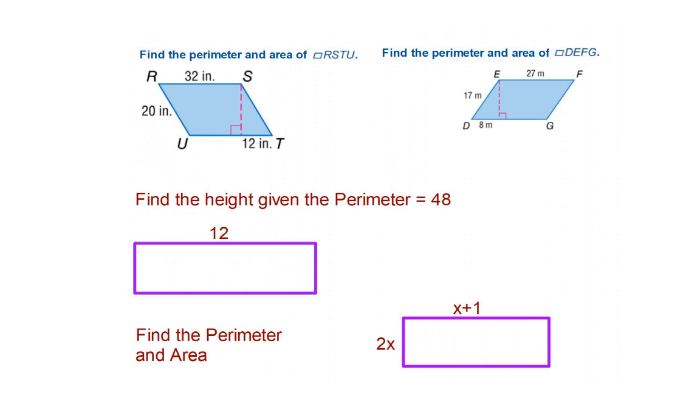So perimeter, you guys know, hopefully, or remember. If not, perimeter, you add up all the sides. So add up all the sides to find the perimeter. And for the area of any parallelogram, you'll multiply the base times the height.